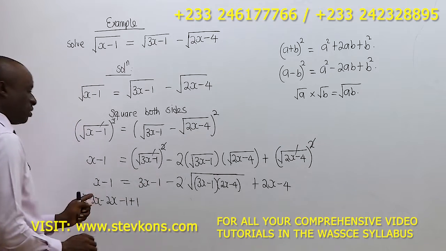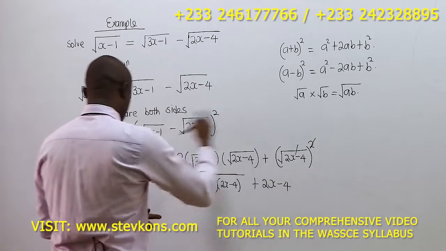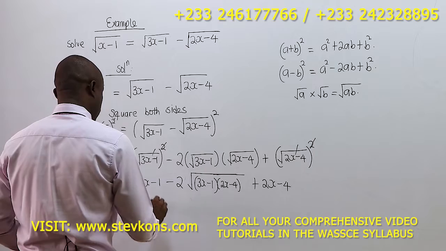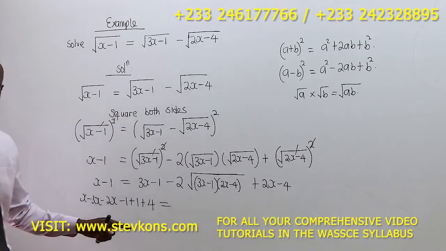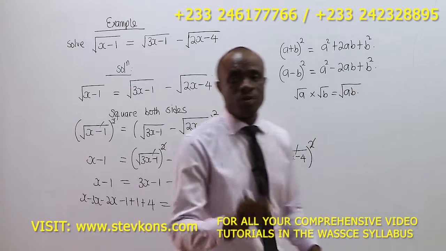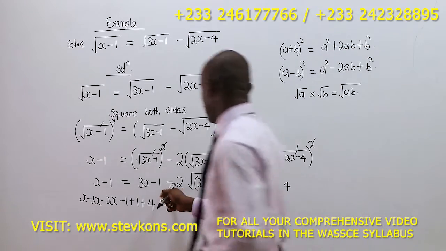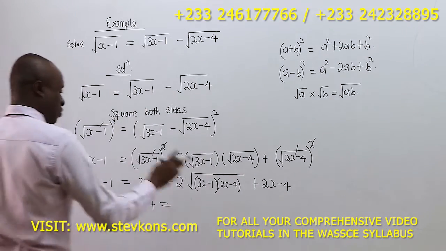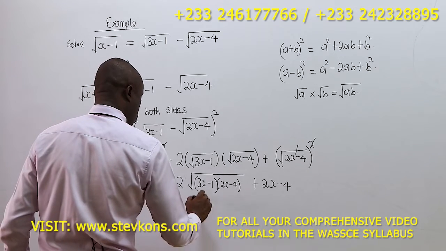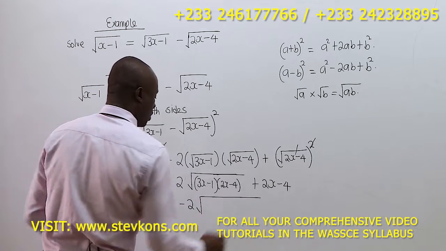Negative 1 moving. Now, negative 4 moving, that is positive 4. Equal to: the ones without the surd will be on one side, the one with the surd on the other side. And what we have here is negative 2, so it should be there. Negative 2 root of, now let's expand it.